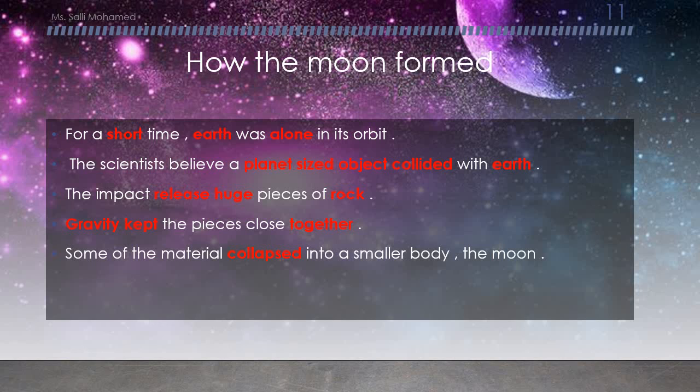How was the moon formed? Now let's talk about the moon formation. For a short time, Earth was alone in its orbit. We didn't have a moon years and years ago, but scientists believe that objects collided with Earth, and it released rocks, and gravity kept these rocks close to each other, and this is what formed the moon at the end.